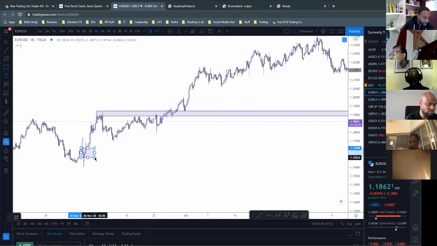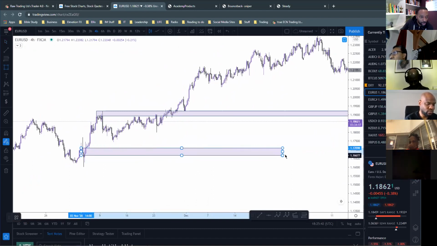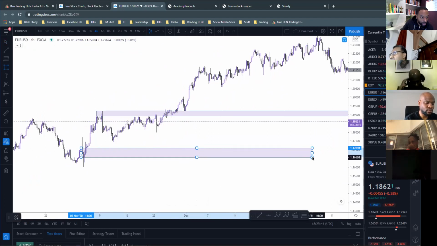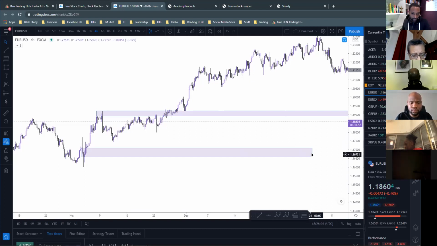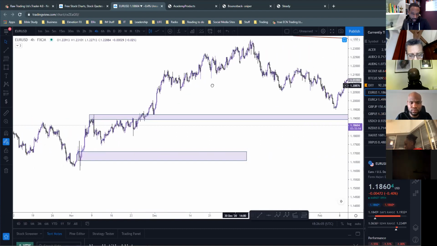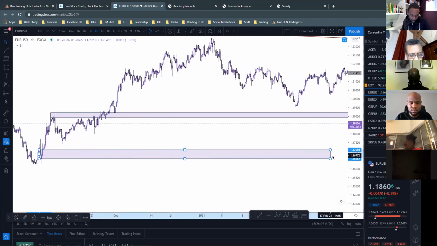The reason why is because this was the last push down before the up move started. And we always look for that. If you're taking notes, can you write this down? You want to find the last up candle before the down move, or you want to find the last down candle before the up move.